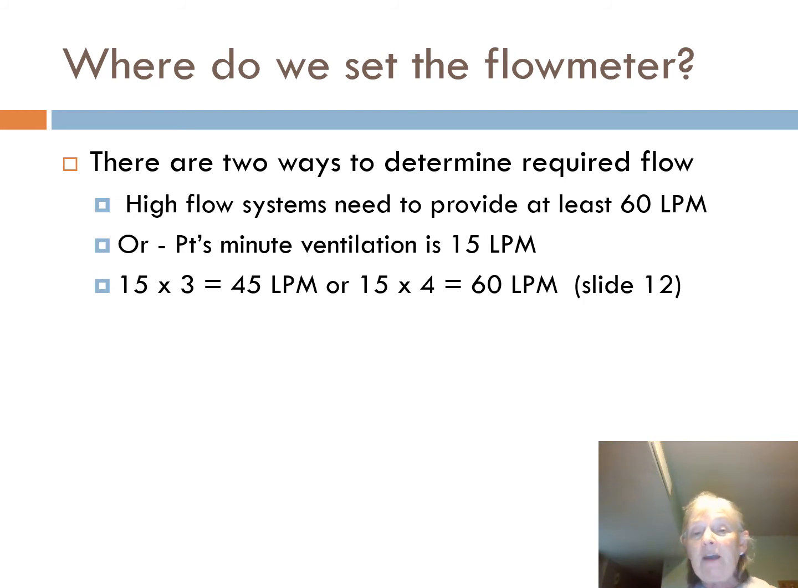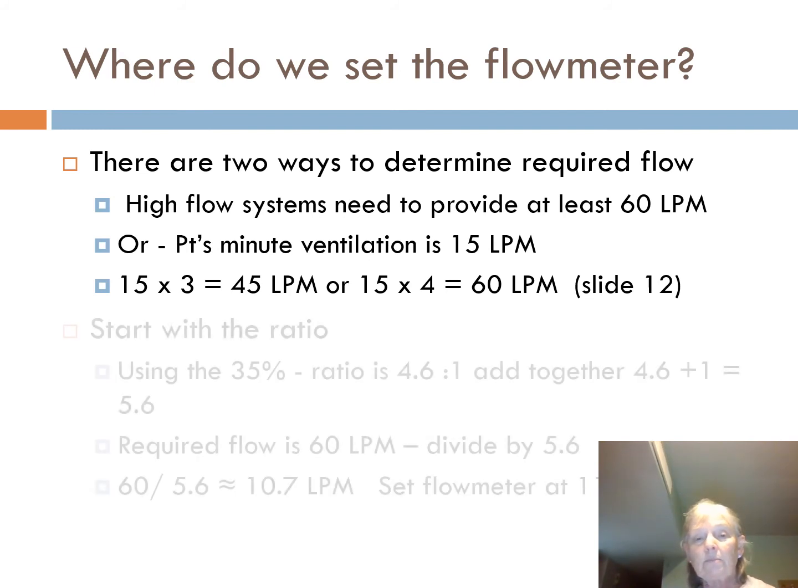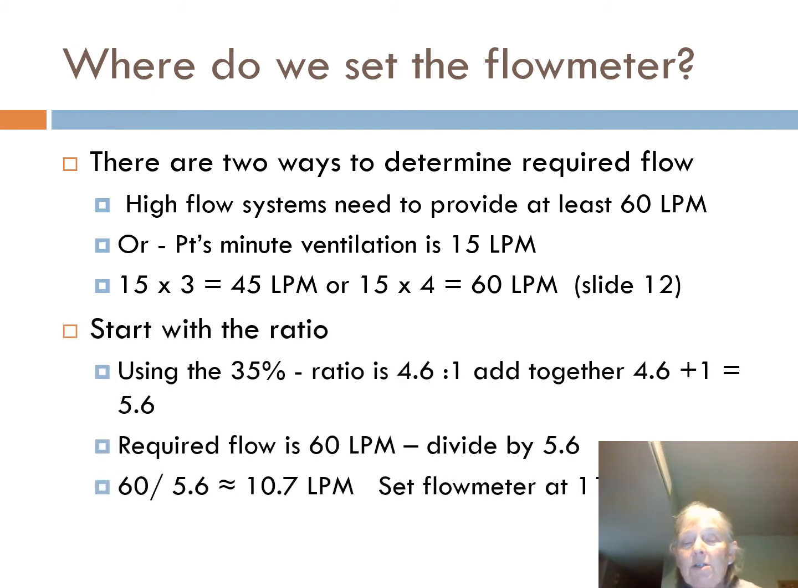Or if I know what the patient's minute ventilation is, I can go back to that slide 12, and multiply the minute ventilation by 3 or by 4. As you can see, 15 times 3 is 45, 15 times 4 is 60, so I'm still at my 60 liters per minute. So what are we going to do? Well, the nice thing about this formula is that the ratio is the ratio is the ratio. The ratios aren't going to change. They're going to be the same no matter what you're doing, okay?